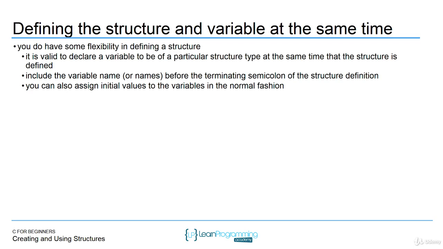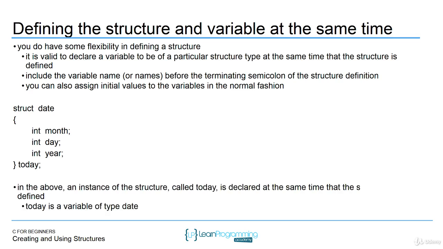And you can also assign and initialize values to those variables in the normal fashion that you assign any variables. So let's look at that. A variation of defining a struct: at the same time as you're defining it, you can declare a variable. So in this case, we defined our struct date, but we also created a variable called today, because at the ending right curly brace, that's the name before the semicolon. That is doing both the creation of the variable of type date struct and the definition of the struct date.